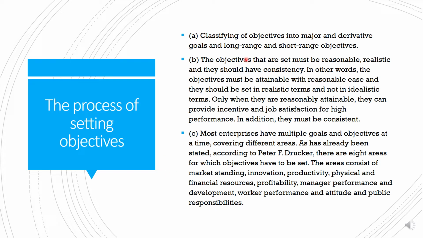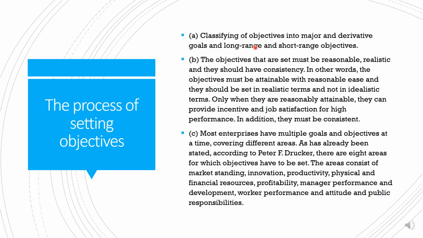So the very first thing you will do is classify objectives into major and derivative goals, and long range and short range objectives. We have already covered the different types of objectives: primary objectives, secondary objectives, individual objectives and social objectives. So you would be categorizing them into major objectives and derivative goals. What are derivatives? Profit maximization is one objective, and getting a 20% increase in sales is the derivative goal, which will lead to the major goal. And then long range and short range objectives.